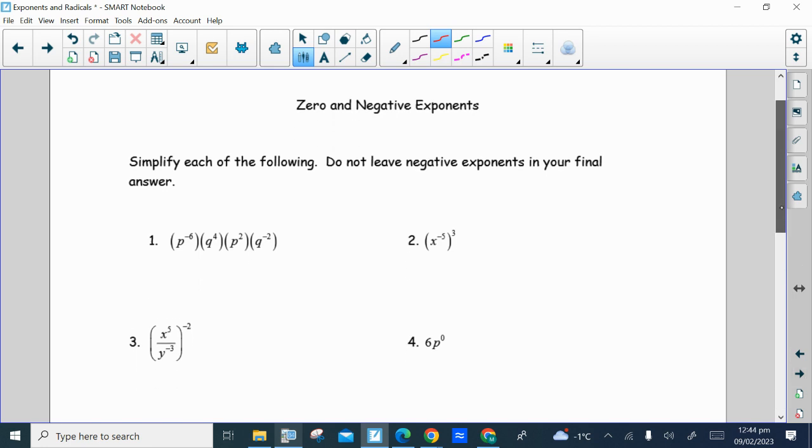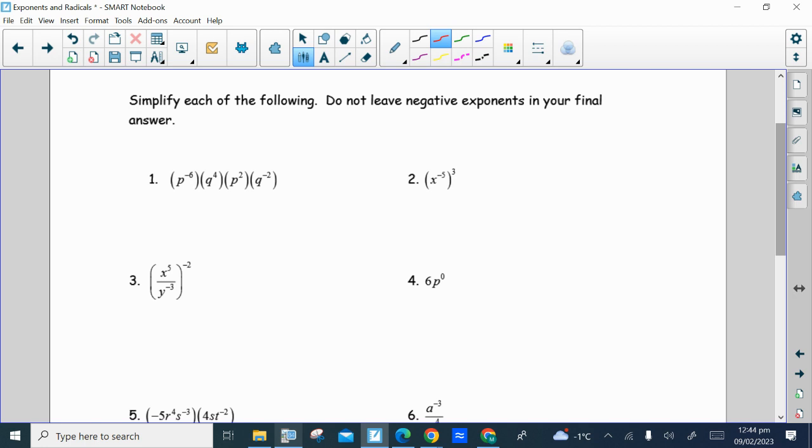So, more examples. Simplify each of the following. Do not leave negative exponents in your final answer. So for question 1, I would multiply the p's together by adding those exponents and the q's exponents together because you're multiplying powers with the same base. So first with the p's, it's negative 6 plus 2, which is negative 4. And then the exponents on q are 4 and negative 2. So 4 plus negative 2 is a positive 2.